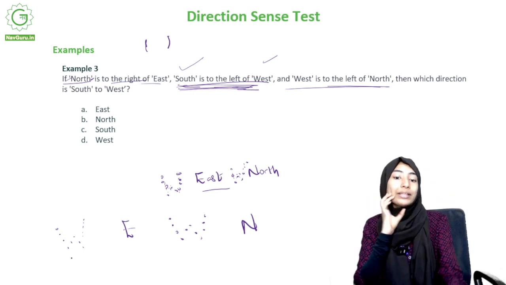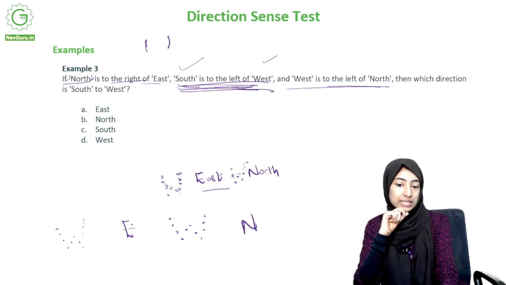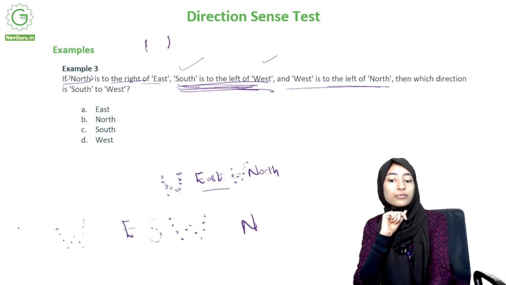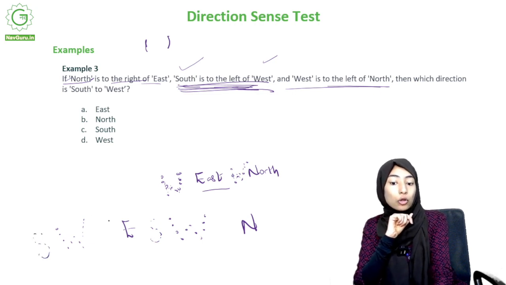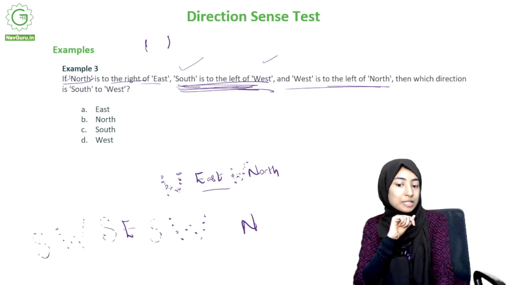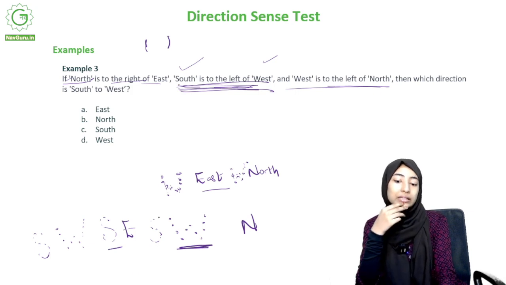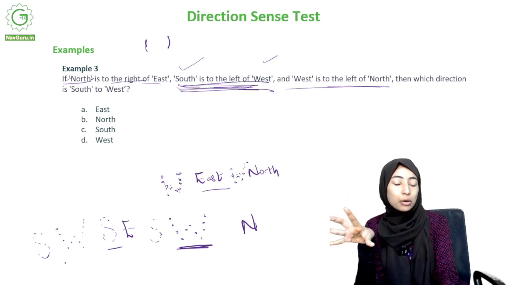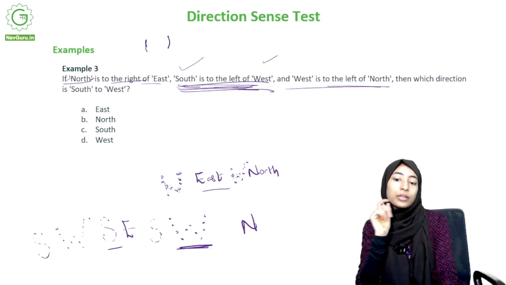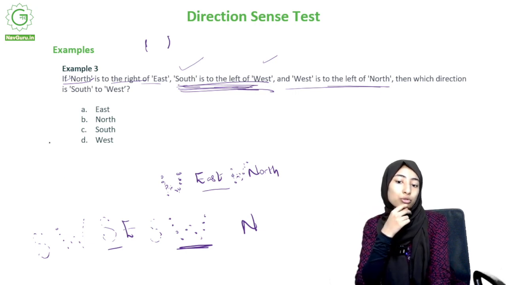Now I am told that south is to the left of west. So south could either come here. This is the left of west, or it could come here, or it could also come here. Why? Because this position is also to the left of west, right? It's not wrong. This is to the left of west. So you have three possible positions for south. Anyway, the question is, what direction is south to west?